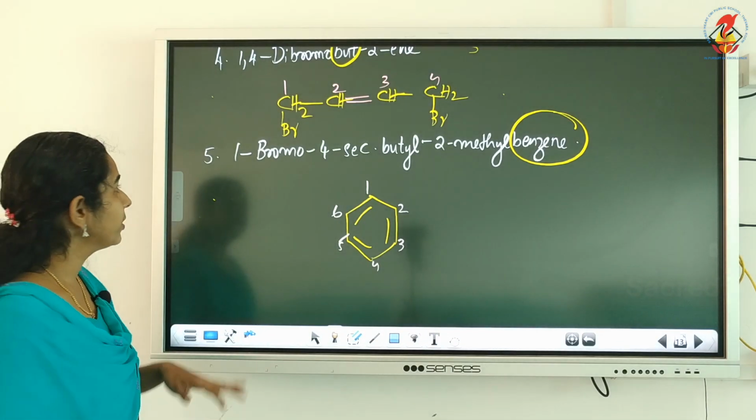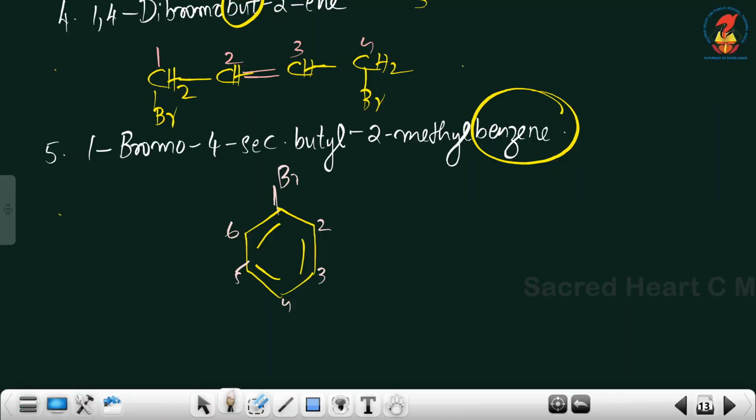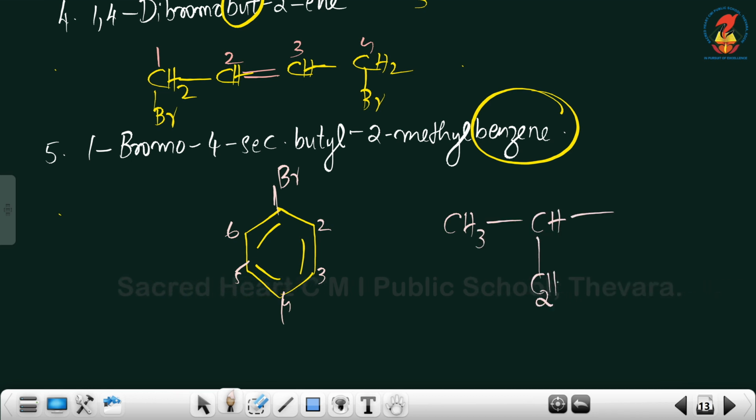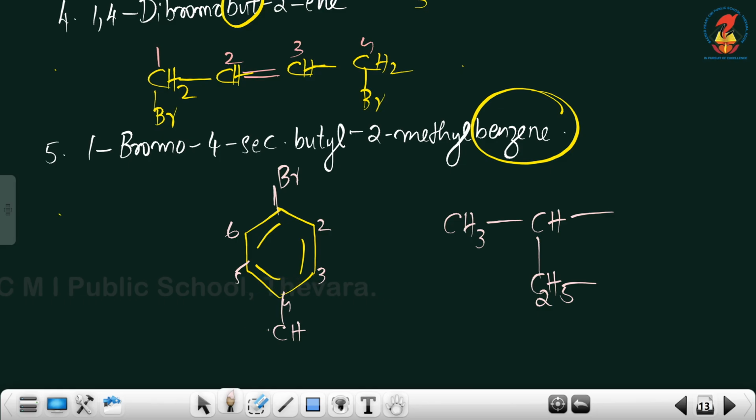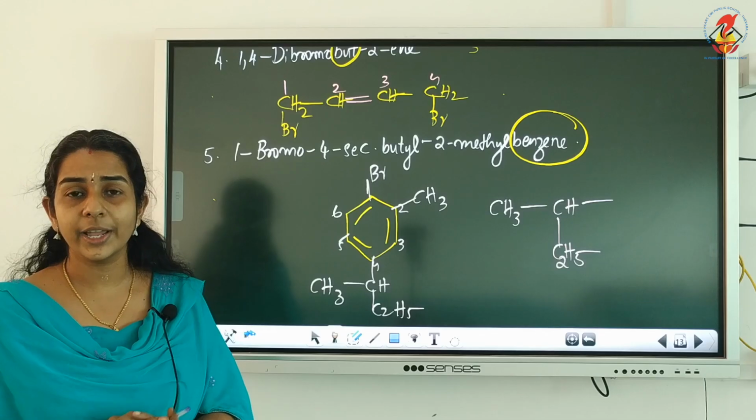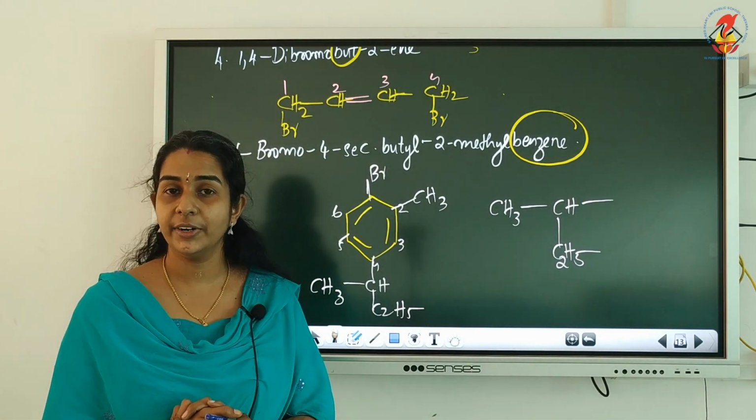Write all the prefixes. 1 bromo. 4 secondary butyl. What is the secondary butyl group? CH3, CH, C2H5. Okay, the free valency we have to attach here. So CH should be here. One side is methyl and one side is ethyl group. And 2 methyl, on second carbon there is a methyl group. So it is very easy to write the structure if a name is given.